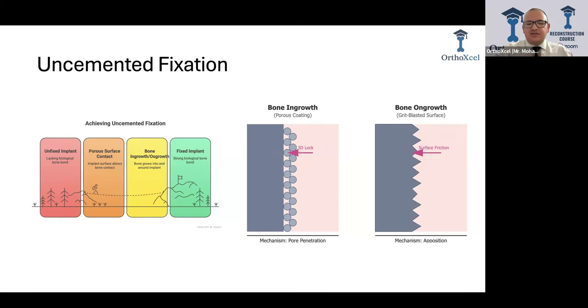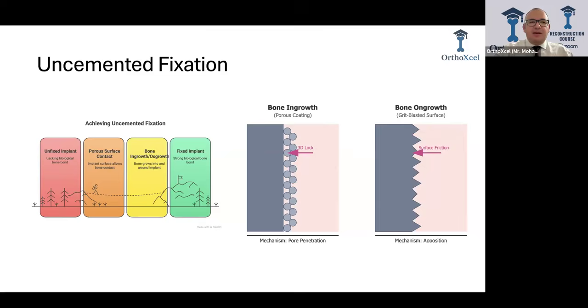Ongrowth is just a rough surface which allows the bone to grow on top of it. To achieve bone ingrowth, there are a lot of techniques needed for it to happen. It has to be a press-fitting implant. You need a proper size of the pore, less than 550 micron.